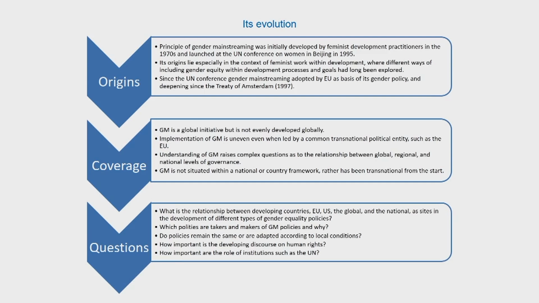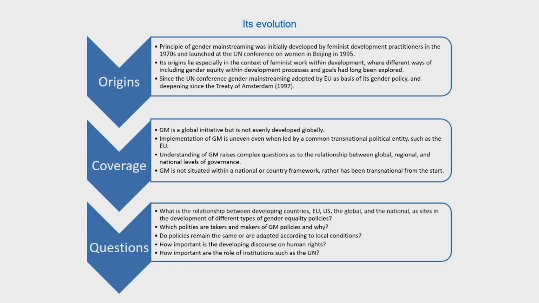This is a brief chart of its evolution. In terms of its evolution, the principle of gender mainstreaming was developed by feminist development practitioners in the 1970s, but it was launched formally at the UN Conference on Women in Beijing in 1995. And as I've already mentioned, its origins lie especially in the context of feminist work within development, where different ways of including gender equity within development processes and goals had long been explored.